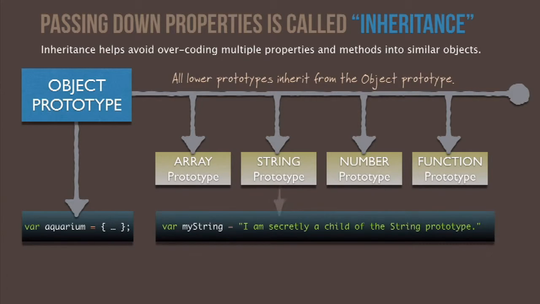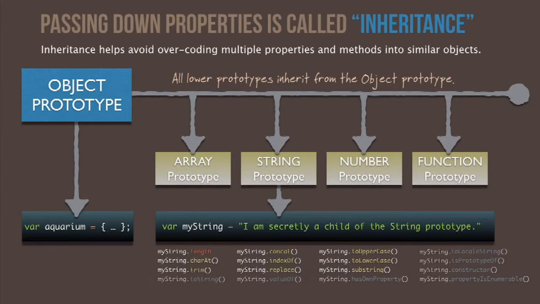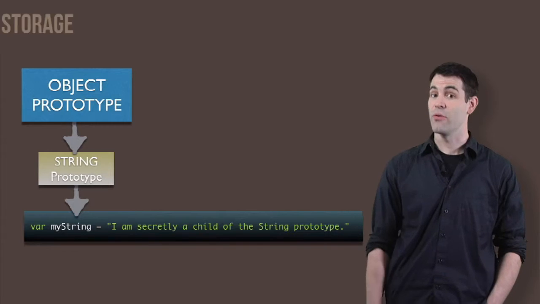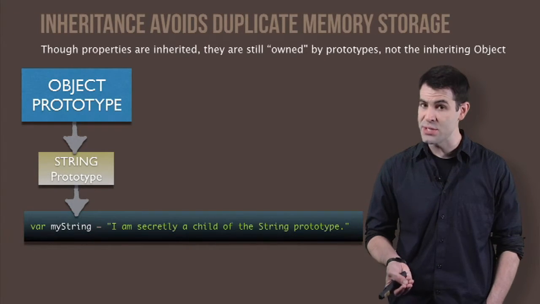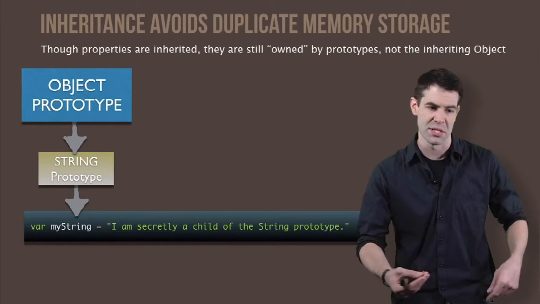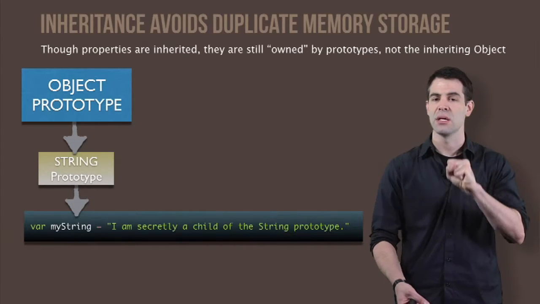So coming back to myString, which inherits from the string prototype, not only does it get all the string prototype methods, but it also gets all of the object prototype methods because the object prototype is an ancestor of the string prototype and thus the myString. Now, inheritance is really cool because it avoids a whole bunch of duplicate memory storage. So instead of hard coding all of those properties and methods into every object we could ever create, instead they inherit from one very nice location.